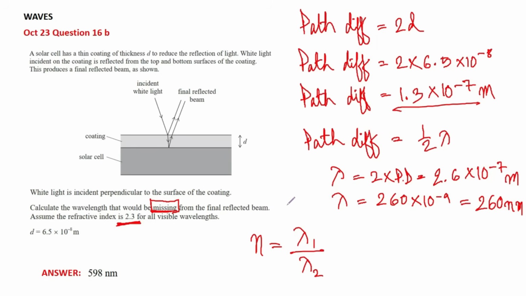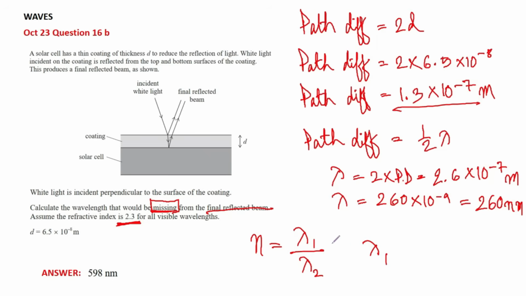And this equation is also given in my formula sheet. Now, this is the first medium. It starts with air and gets into the coating, right? So this is the first medium. And the question said, calculate the wavelength that would be missing from the final reflected beam. So the final reflected beam is in the air. So I have to find out this lambda, everybody.